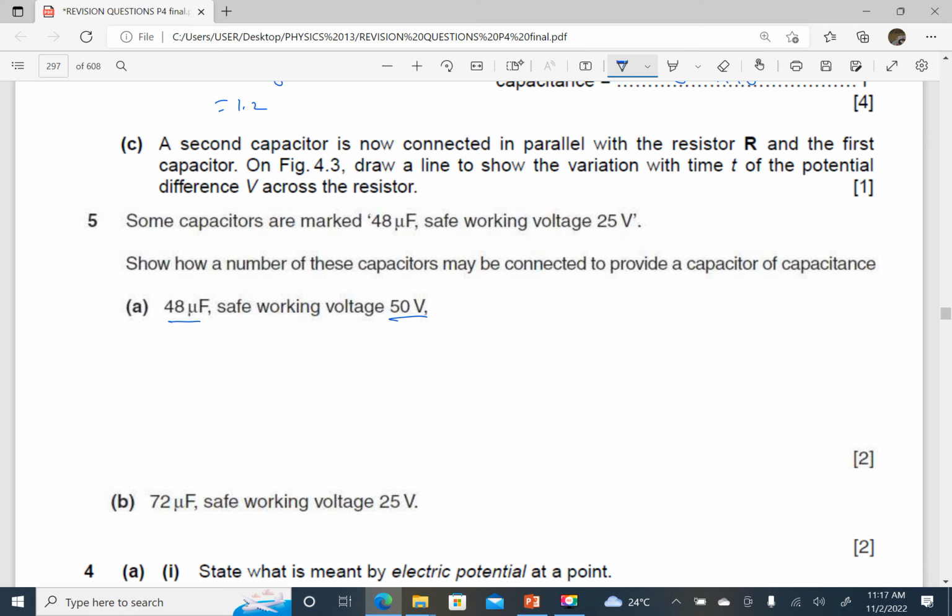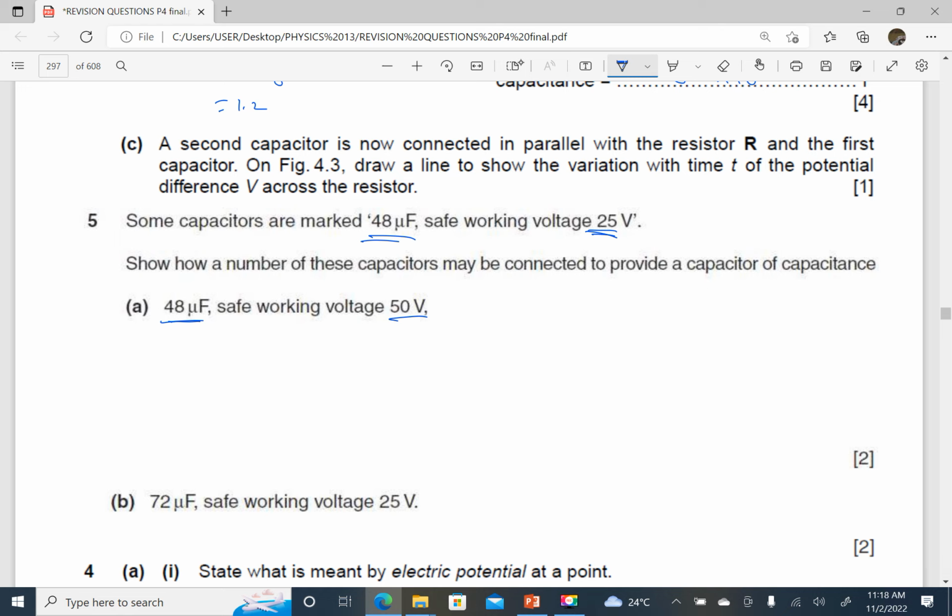They want you to show how a number of these capacitors can be used. If you use one capacitor, because each capacitor is 48, then the PD across it will be 50, which is higher than 25. So you have to look for a simple way of combining these so that the PD across each capacitor is 25 when 50 is supplied, and the total capacitance is 48.